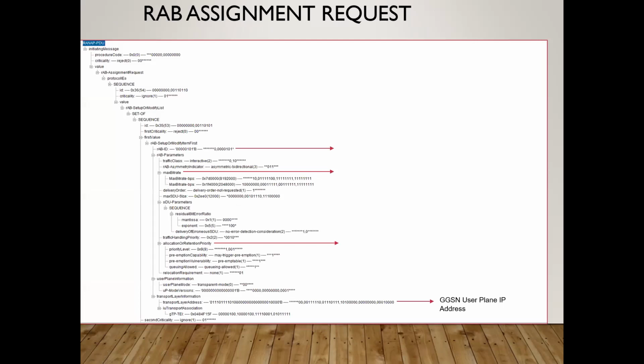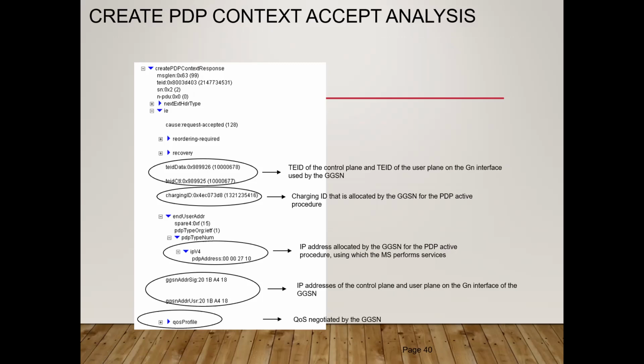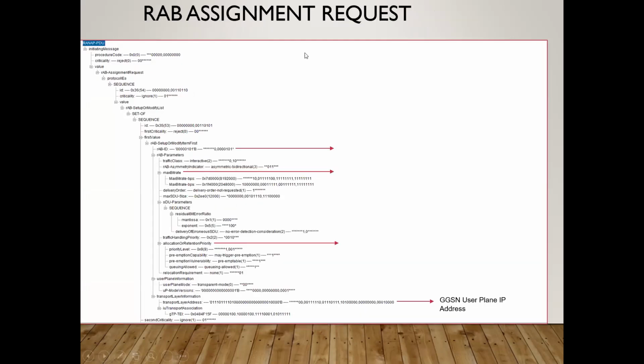Okay. Next is your RAB assignment request. This was not covered in the initial slide, so this is something that I added myself last night. So in the RAB assignment request, what you send is your RAB ID. What you send is the maximum bit rate that the SGSN supports, so it's your uplink and downlink maximum bit rate. Then you send your ARP, the allocation and retention priority information.